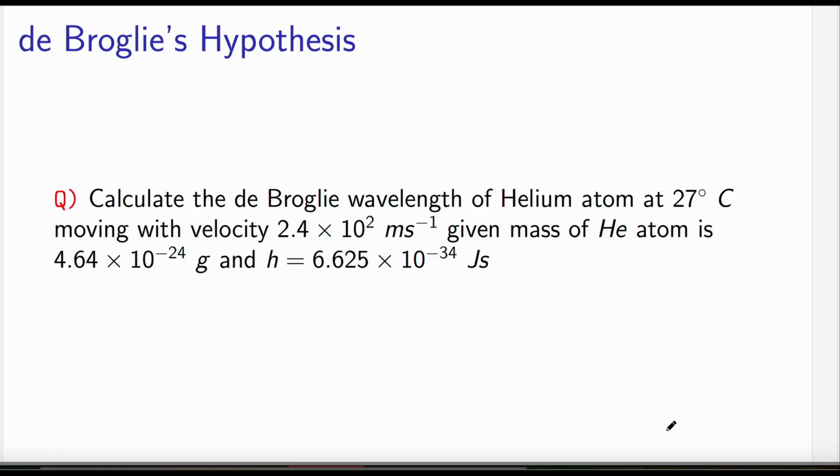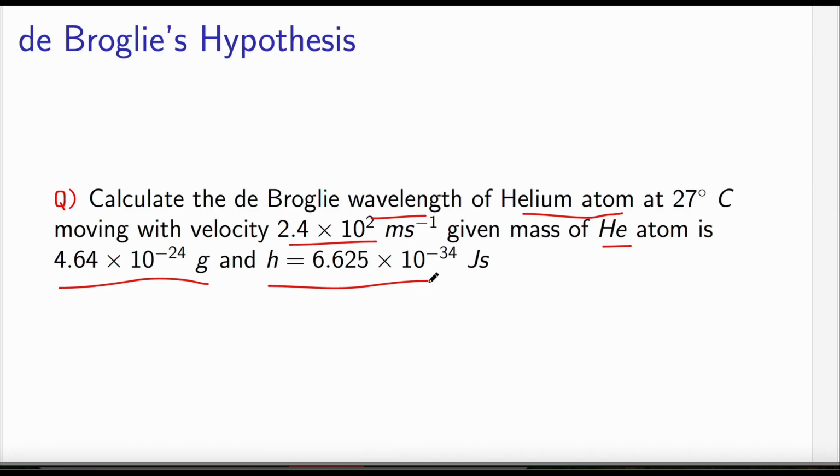And this is a problem that you can do yourself. Calculate the de Broglie wavelength of a helium atom at 27 degrees centigrade with velocity 2.4 into 10 to the power 2 meters per second, given that the mass of a helium atom is 4.64 into 10 to the power minus 24 grams and h is equal to 6.625 into 10 to the power minus 34.